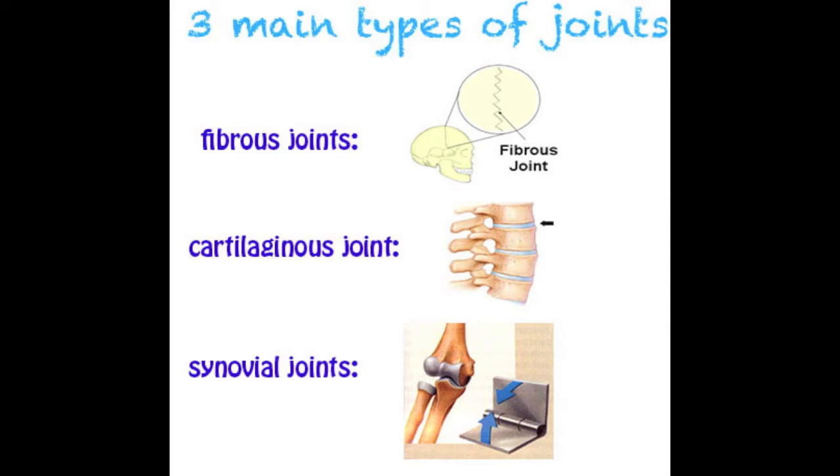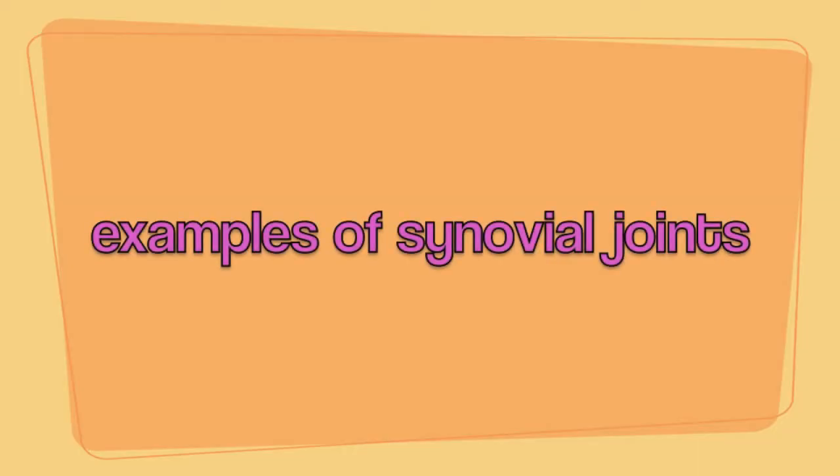The last type of joint in the body is the synovial joints. They are the most common in the body. They're freely movable, covered in a capsule, and they are in synovial fluid. Here are some examples of synovial joints.